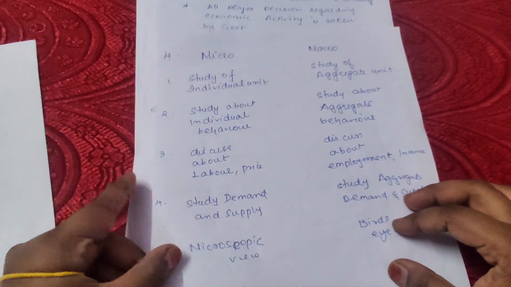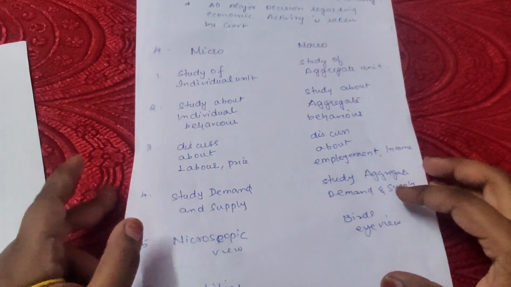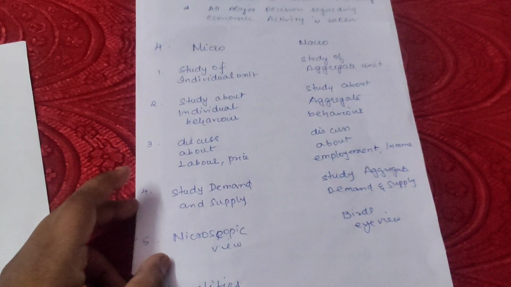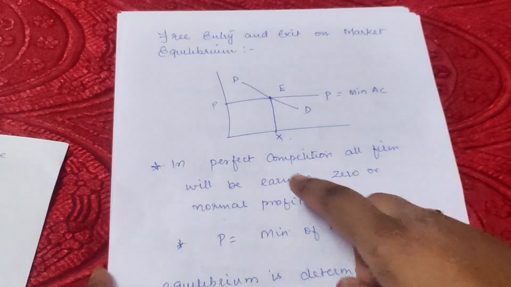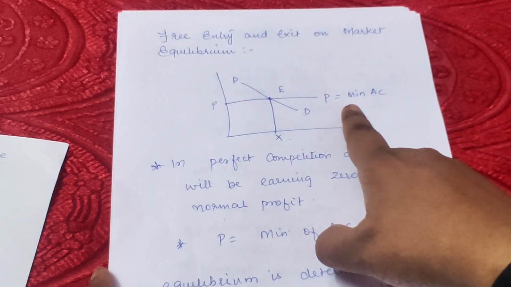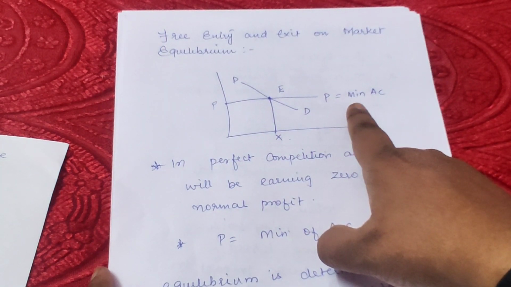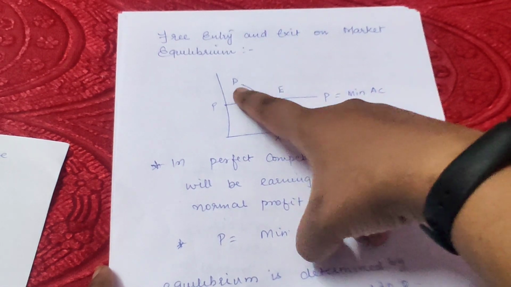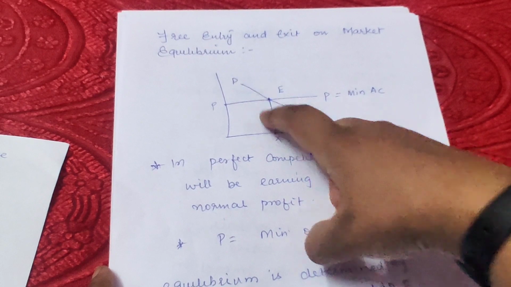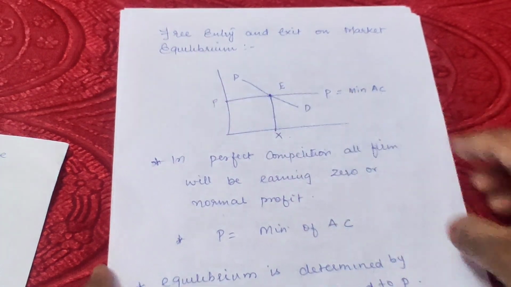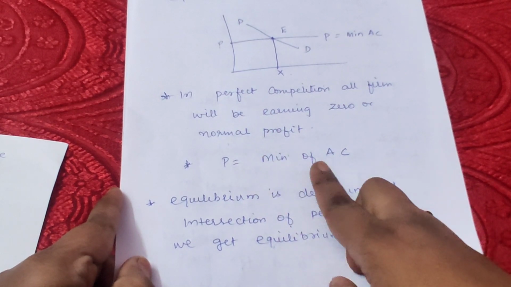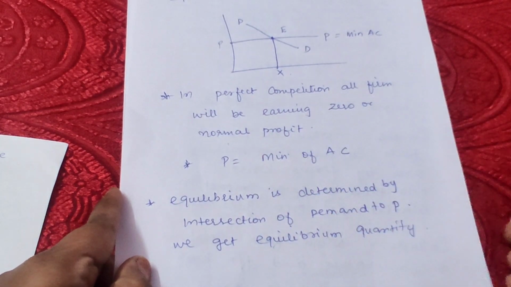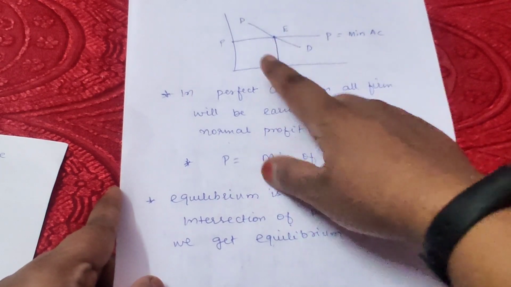First we'll understand this. What are the differences between micro and macroeconomics? Study of individual. Okay. Free entry and exit on equilibrium. So the price should be equal to the minimum of AVC, because in perfect competition there is free entry and exit. So everyone will be earning normal profit only. So wherever the demand is, we get the equilibrium, and this is the equilibrium quantity and this is the equilibrium price, and they will be earning normal profit because price is equal to the minimum of AC, because they are price takers, and equilibrium is determined as per the demand.